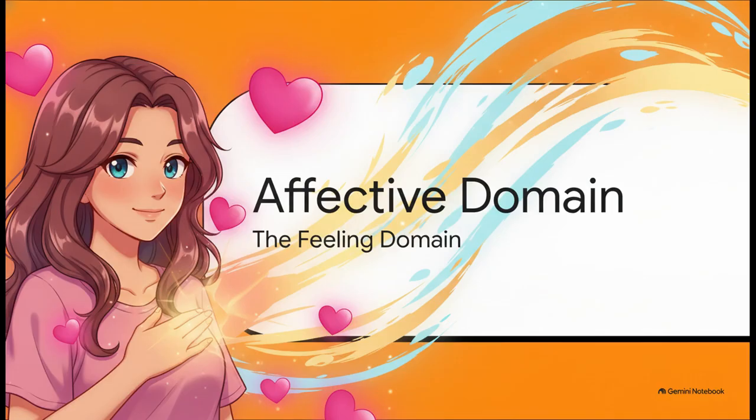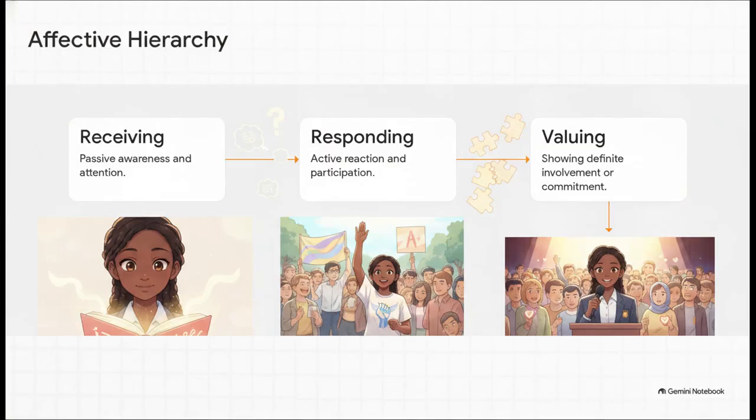Affective, the feeling domain. This domain is all about growth in attitudes, emotions, and feelings, and it's mapped out in 5 specific steps. Let's walk through them using a great example from the source material about learning civil rights history. Step 1 is receiving. This is just basic awareness, like a student passively reading a chapter about civil rights. Step 2 is responding. Now the student is reacting, maybe answering questions in class or going out and reading another book by the same author.